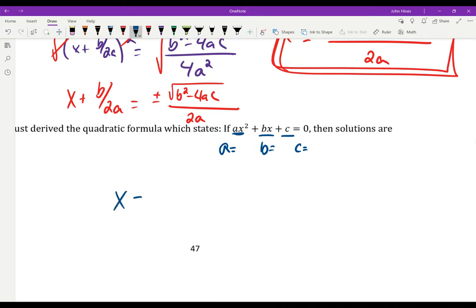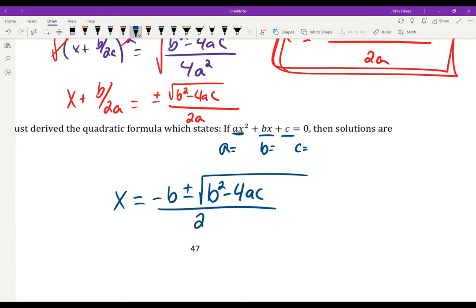So the quadratic formula, x equals, I hope you're all warmed up, x equals negative b plus or minus the square root of b squared minus 4ac all over 2a.